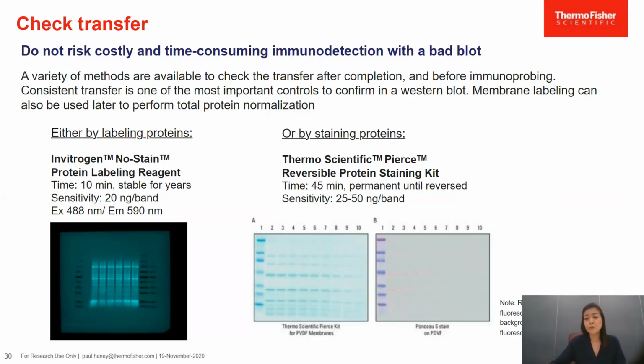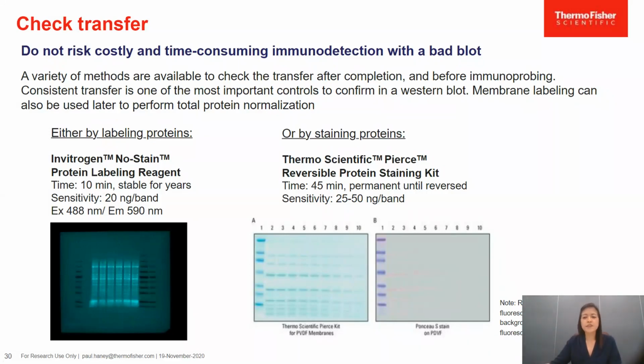Our Invitrogen No-Stain protein labeling reagent labels the proteins, which can later be used to perform total protein normalization. The labeling takes only 10 minutes, is highly sensitive, and the signal is stable for years. The alternative is to stain the proteins, and for this, we have the Pierce reversible protein staining kit. However, staining takes slightly longer and is also slightly less sensitive.